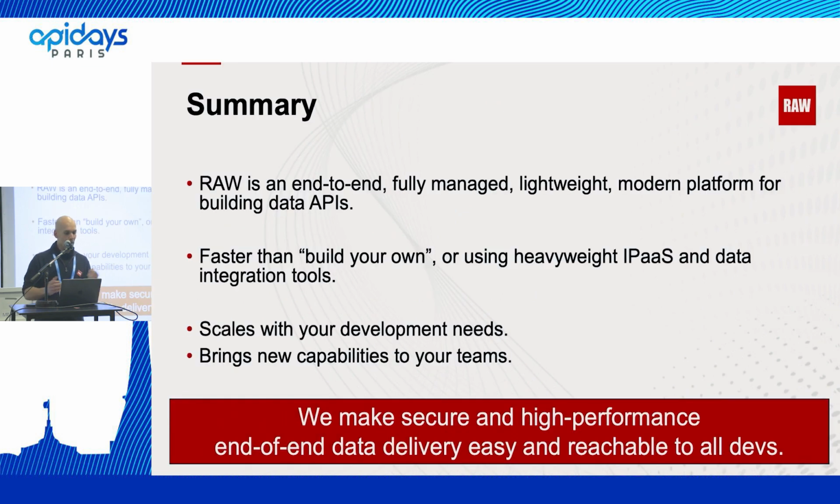Just in conclusion, Raw is this end-to-end, fully managed, lightweight, modern platform for building data APIs. It's much faster, and I hope we managed to demonstrate that today, than building your own, or using some heavyweight, or some would say heavy waste, iPaaS and data integration tools. It scales with your development needs, and that has been key to our approach. You can start super simple and play with it, and you can go all the way to very complex integrations. And again, it's all about making secure and high performance data delivery easy and reachable to all.